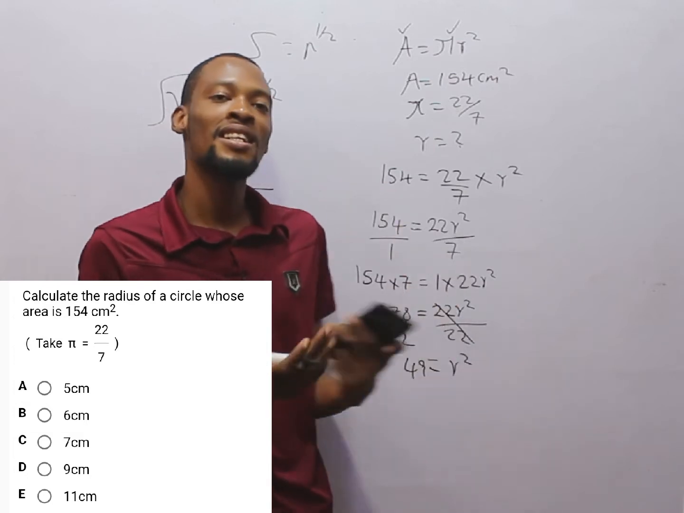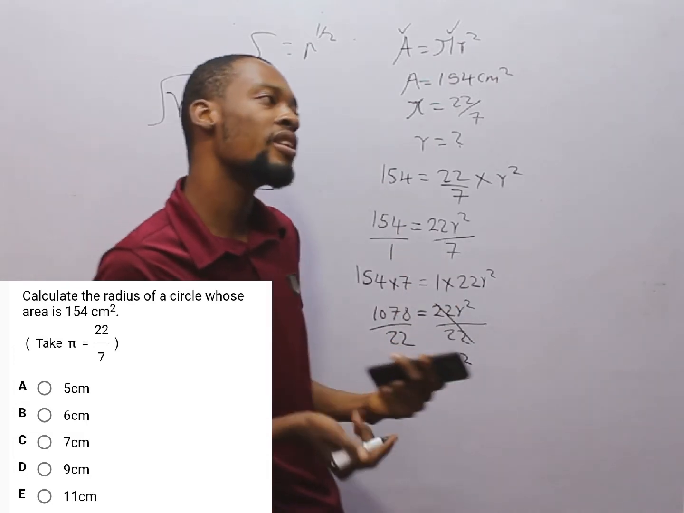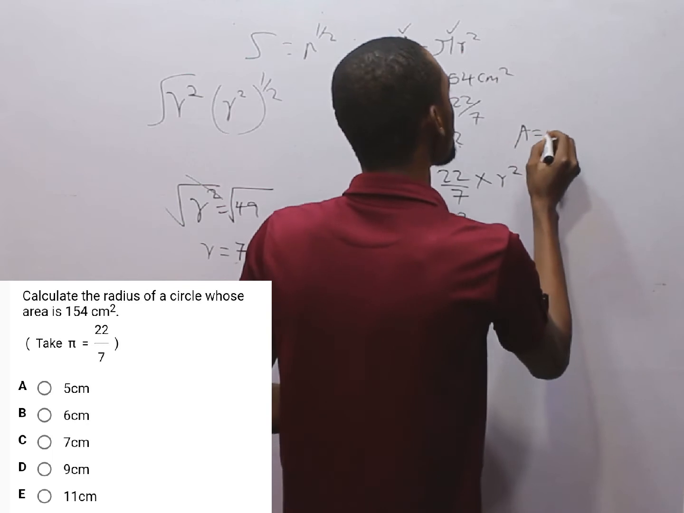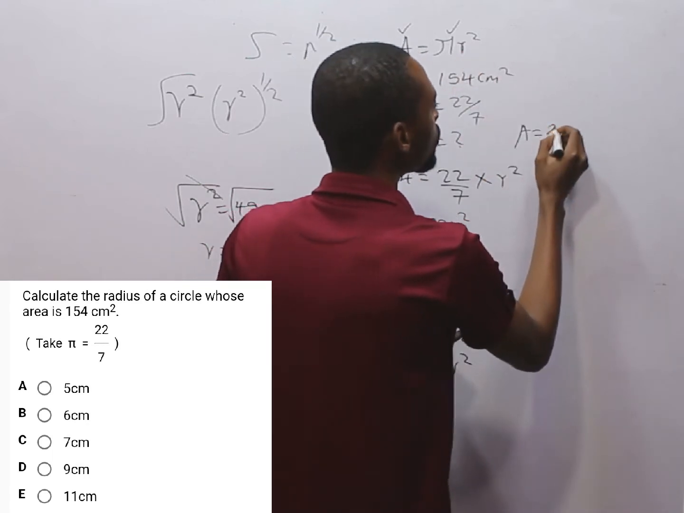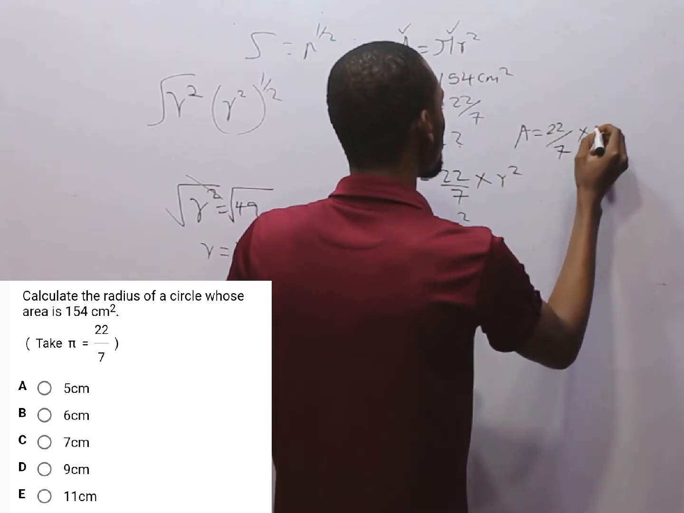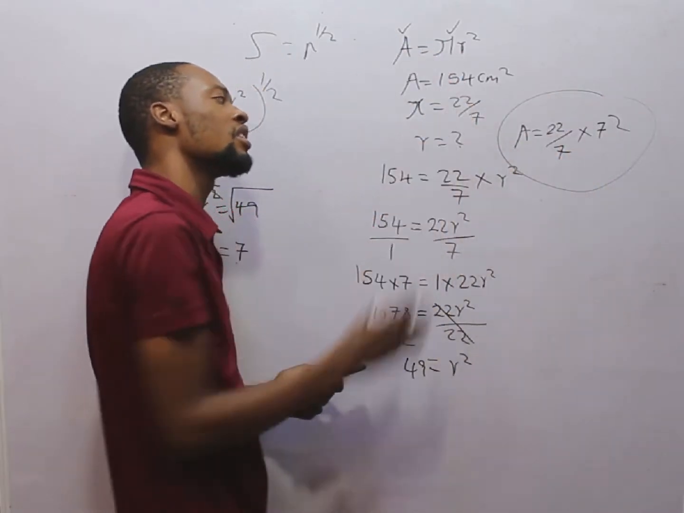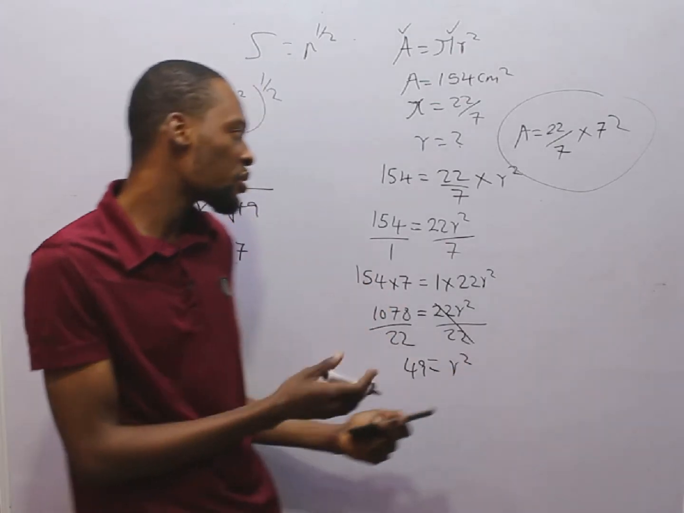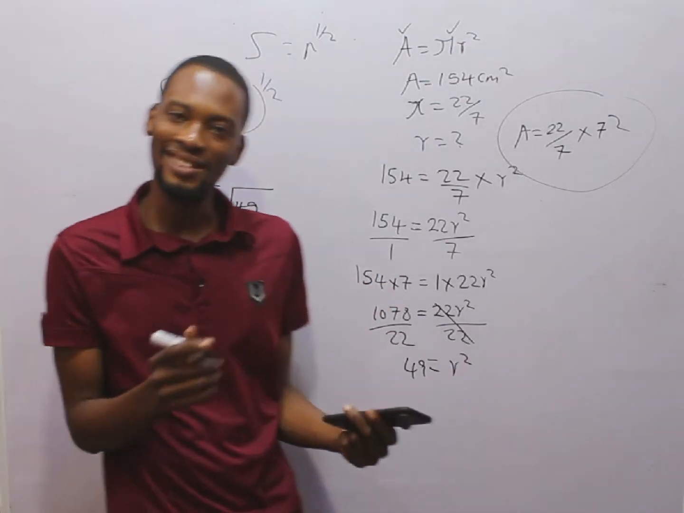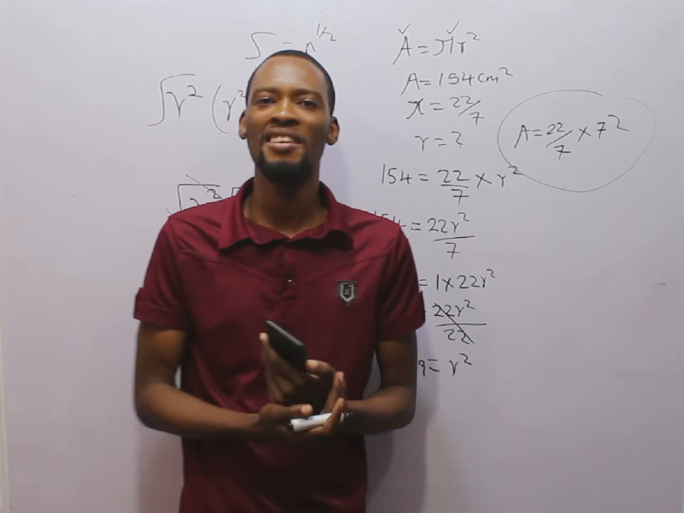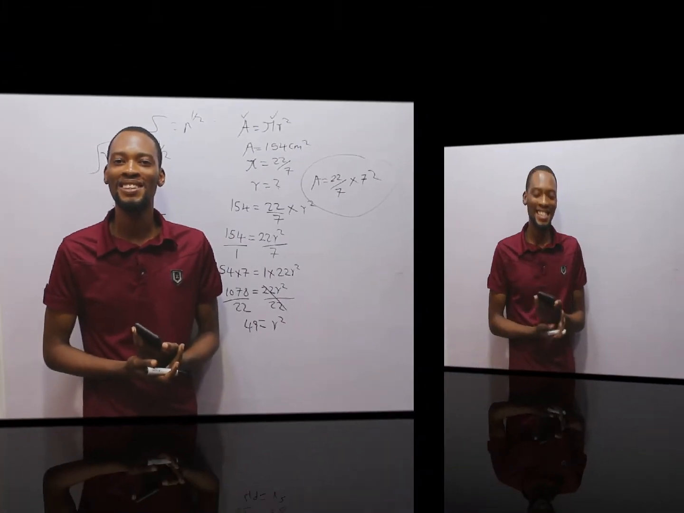As a matter of fact, you can confirm whether your answer is correct. You can say A is equal to pi r squared, 22 over 7 times 7 squared. If this gives you 154, then the area is correct. Also, the radius we got is correct. We've answered this question. Let's see the next question.